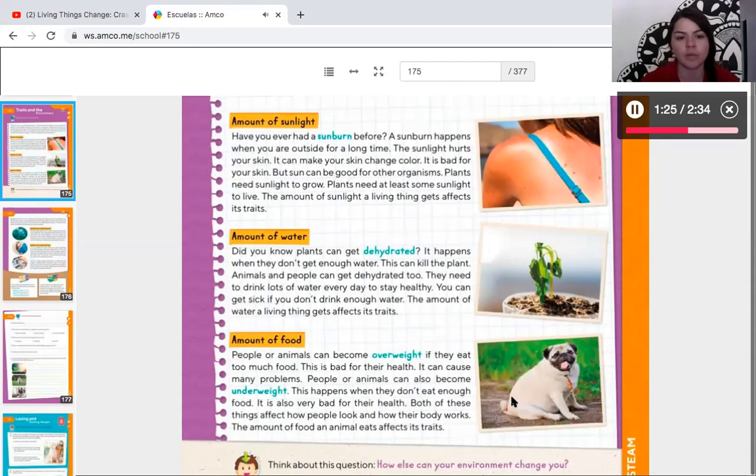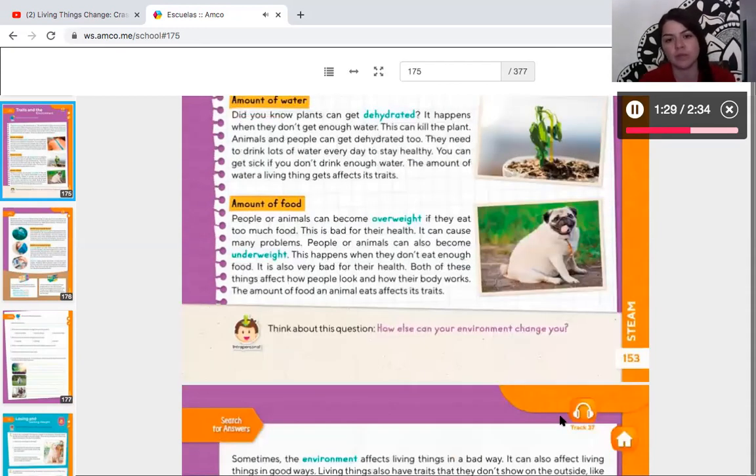Amount of water. Did you know plants can get dehydrated? It happens when they don't get enough water. This can kill the plant. Animals and people can get dehydrated too. They need to drink lots of water every day to stay healthy. You can get sick if you don't drink enough water. The amount of water a living thing gets affects its traits.